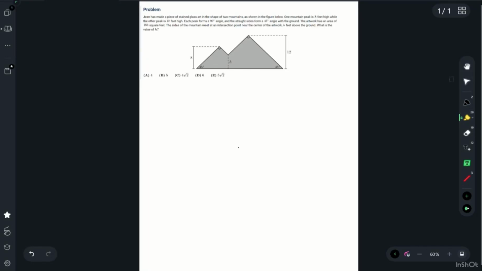Hi guys, today we'll be doing problem 24 from the AMC8 2024. The problem is, Gene has made a piece of stained glass art in the shape of two mountains, as shown in the figure below. One mountain peak is 8 feet high, while the other peak is 12 feet high.